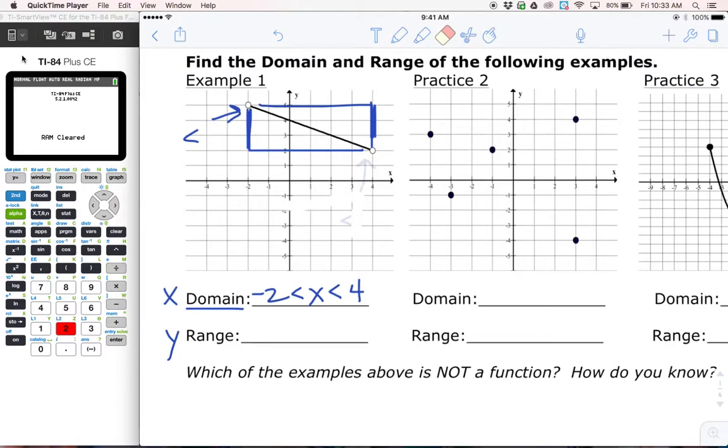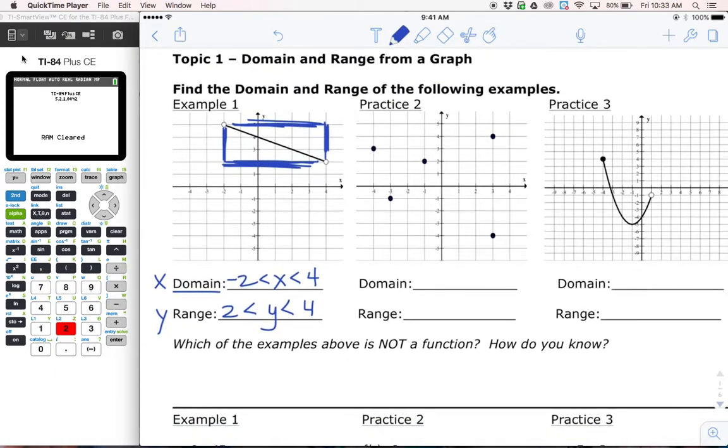Now let's talk about my range. My range is going from the bottom to the top, the lowest to the highest points in the figure. So we're going to go from when y is 2 to when y is 4. And again, because we have open circles at those points, we're using the less than sign. These kinds of points we would use less than or equal to when they're closed.